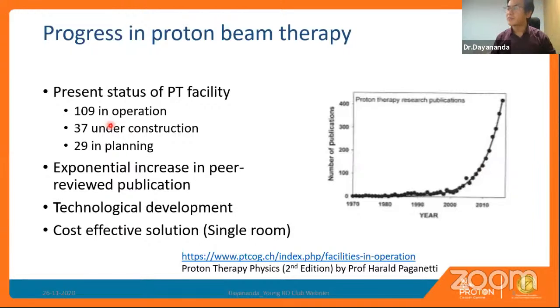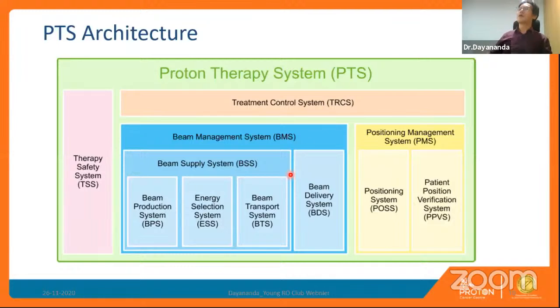When Apollo decided to have the first proton therapy in 2012, there were only 36 centers across the world. Now the latest report shows that there are around 109 centers across the world, 37 centers under construction, and 39 considering planning proton therapy. One of the reasons for the great interest in proton therapy is, of course, the development in technology, and the availability of low cost proton therapy.